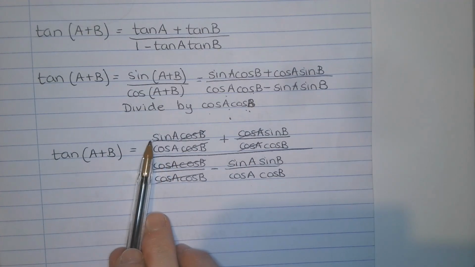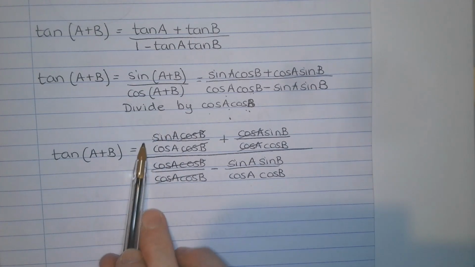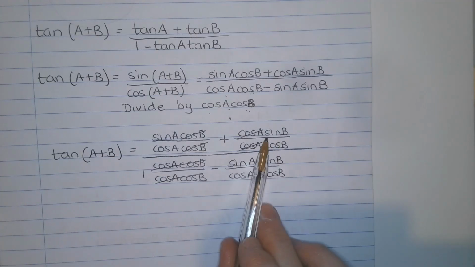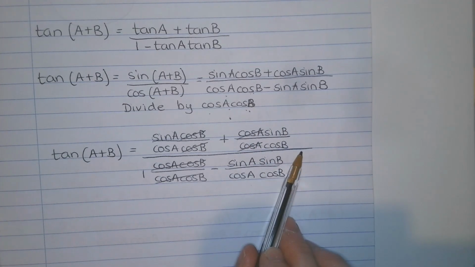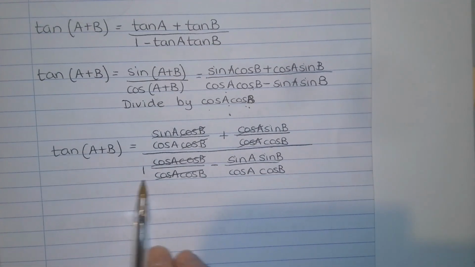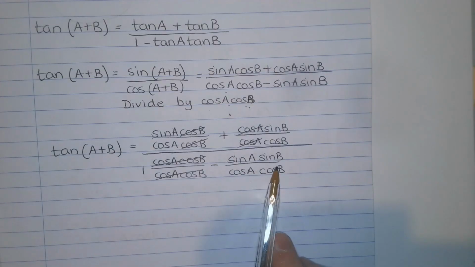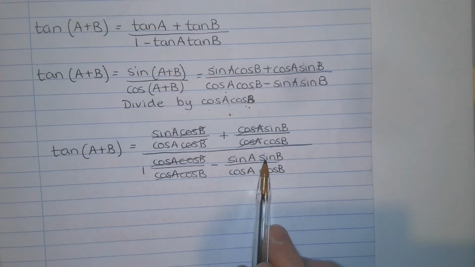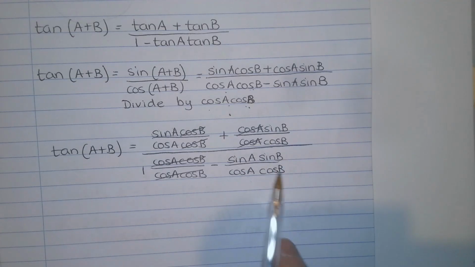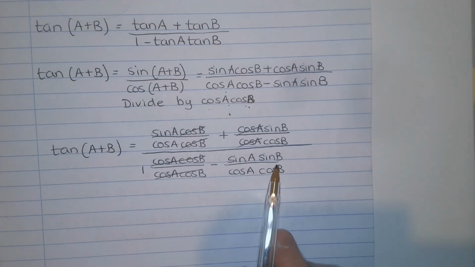What we know is that tan is sine over cos. So if I have sine A divided by cos A, which I have here, I can rewrite that as tan A. Here I have sine B over cos B. Again, that can be rewritten as tan B. I have the 1 minus. And here, if I was to split these two fractions up, we technically have sine A over cos A multiplied by sine B over cos B, which we can rewrite as tan A multiplied by tan B.